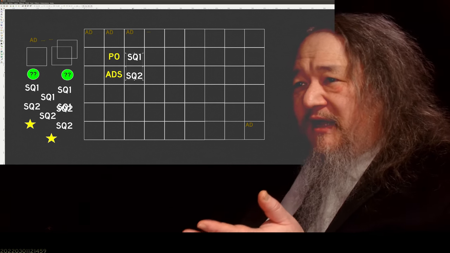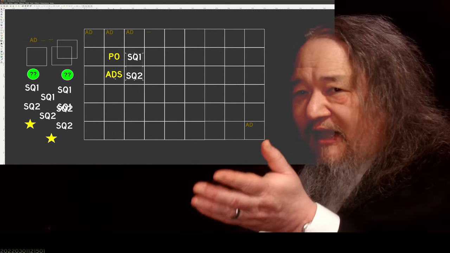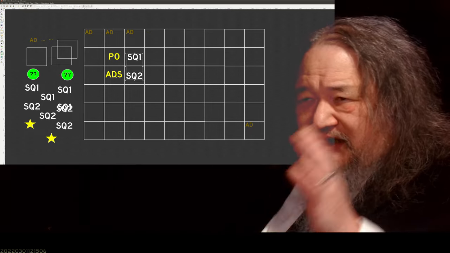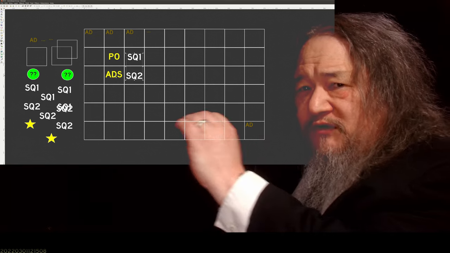Well, now there's a question. If ADS is now asked to insert another one on the left, it's going to run into trouble, because ADS and all of these things can only look four squares away.